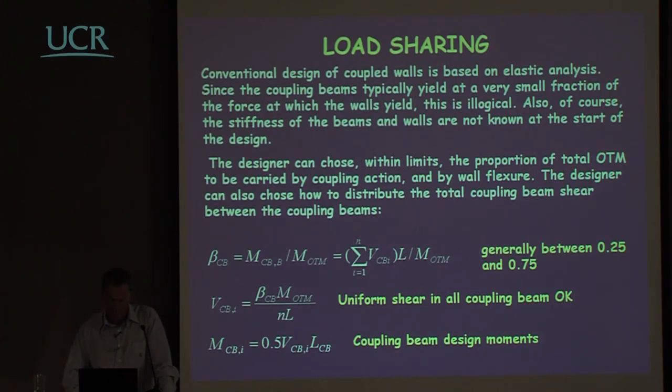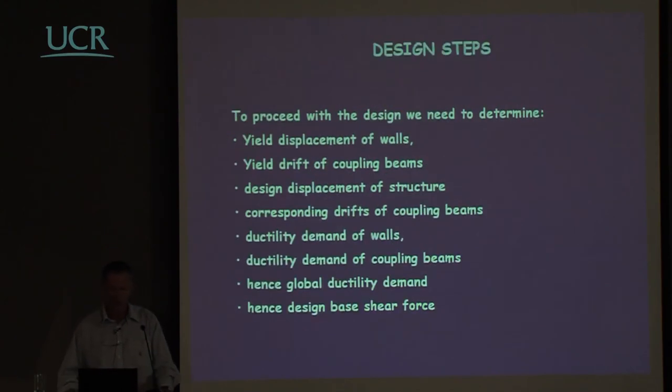We then can say if we have uniform shear in all coupling beams, then we can determine what the shear in each coupling beam is. That's just beta times the overturning moment divided by the length between the centers of the walls and by the number of stories. And if we know what those shears are, we can determine what the design moments are for the coupling beams. Of course, at the start of the design process, we only know this in relative terms, not in absolute terms, because we don't know what the overturning moment is until we know what the design is. But we need this information to determine what the level of damping is.